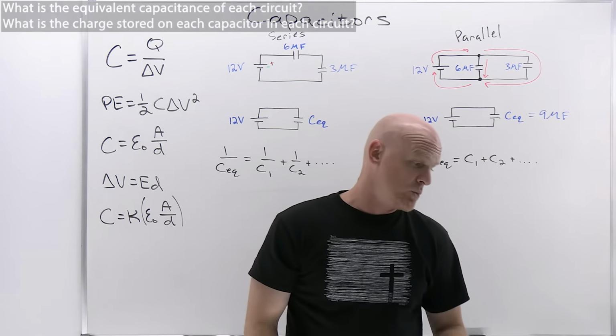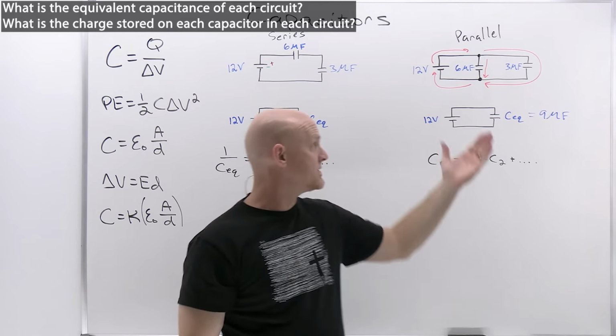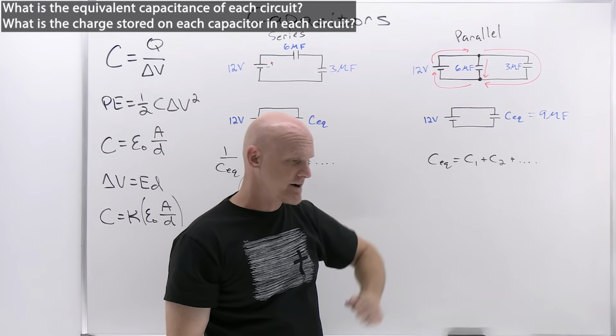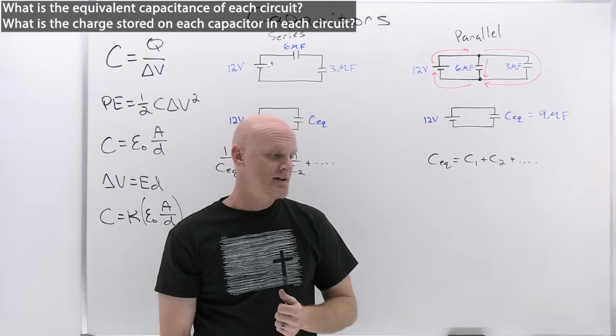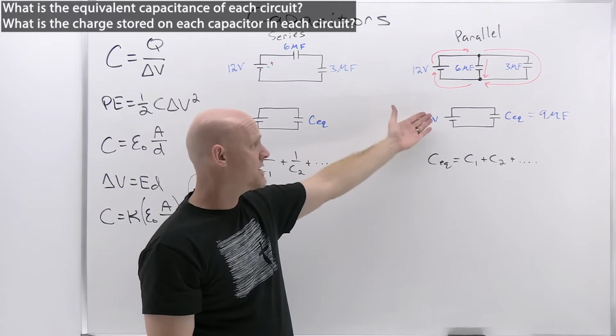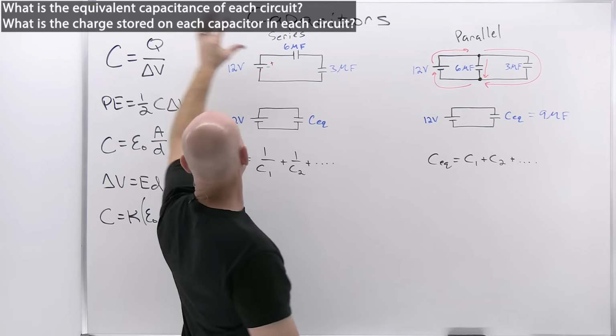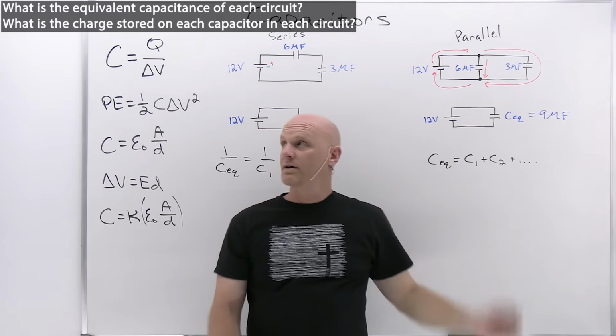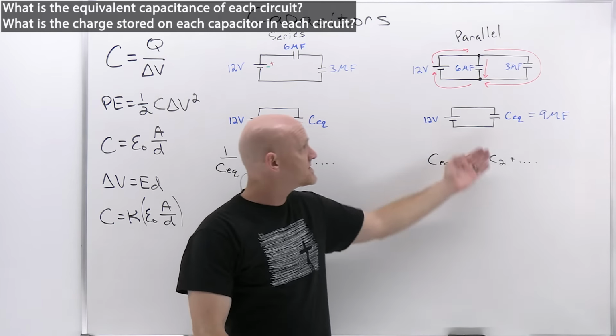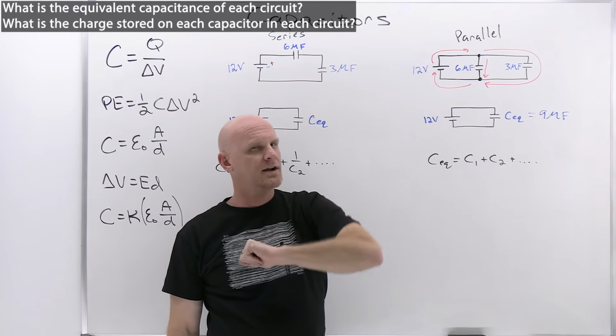And so we're going to answer a couple questions involving these two sets here. The first one was, what is the equivalent capacitance of each circuit? Well, we just found it for that one. It was easy, 9 microfarads. The second question is, what is the charge stored on each capacitor in the circuit? From here, we can work ourselves backwards and use our definition of capacitance to go back and use the delta V, the C, to find the Q for this equivalent capacitor. But we'll come back to that in just a little bit.